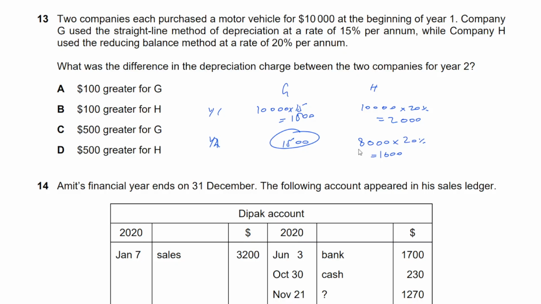So company H charges 1,600 in the second year. Company G charges 1,500 in the second year. Okay, H charges 100 more, 100 greater for H. That's what depreciation is. All right, let's move on.